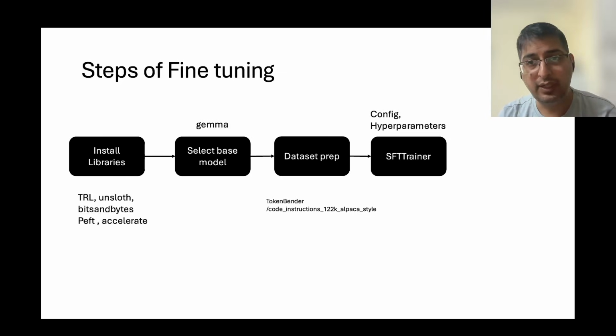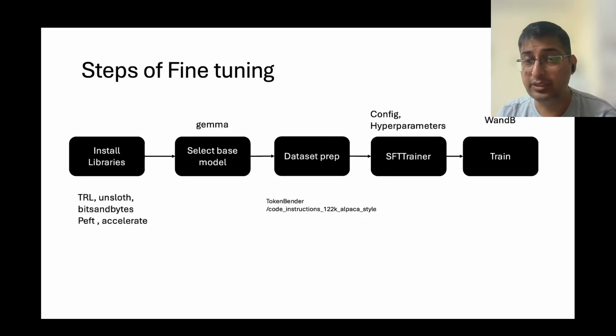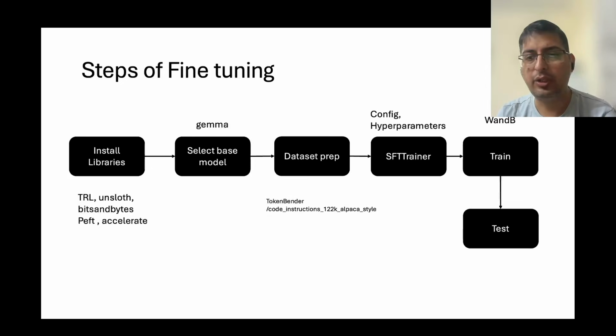This will need a few configurations and hyperparameters. Now hyperparameters are very important. We're going to discuss those in a few minutes. Then we'll start our training process. We'll use the Weights and Biases library to observe how our training process is going. It will show different graphs to us, such as how our training loss is decreasing and whether our accuracy is increasing or not. All those graphs you can see on the Weights and Biases library. Once our model is trained, we're going to test the model.